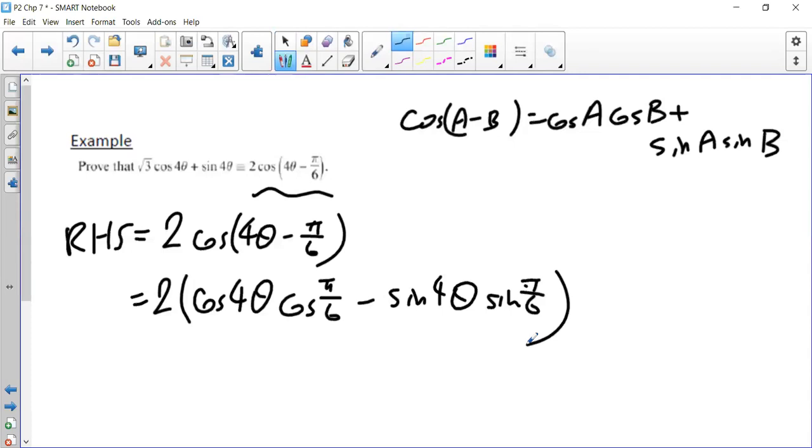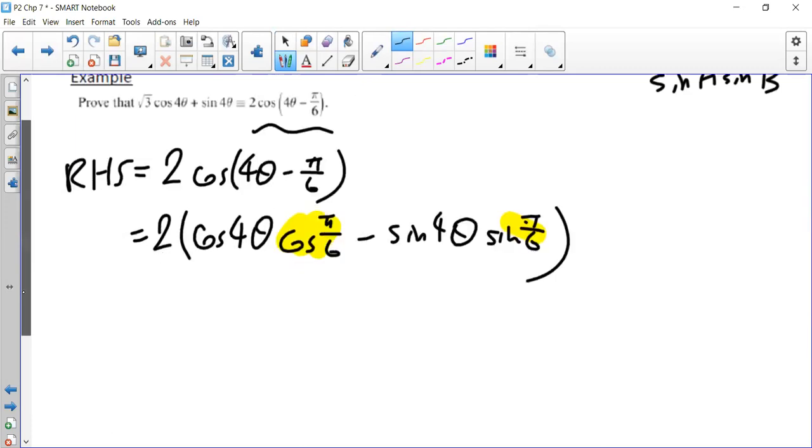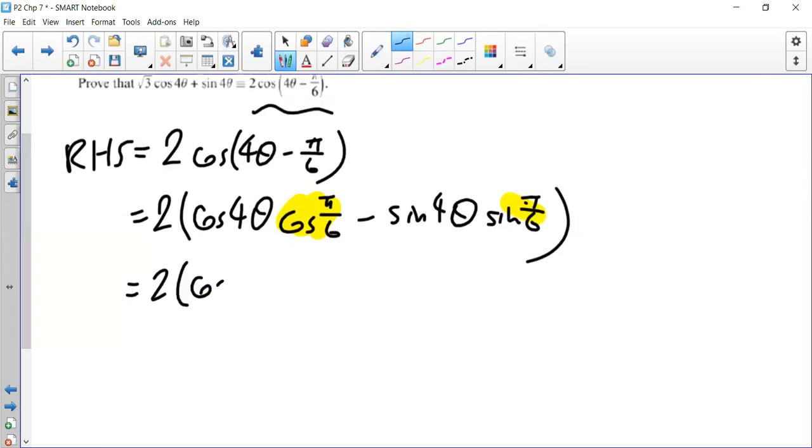What do we do next? Well, we know cos pi over 6 and sin pi over 6 are not variables, because you can put them in a calculator and simplify. In fact, cos pi over 6 is root 3 over 2.